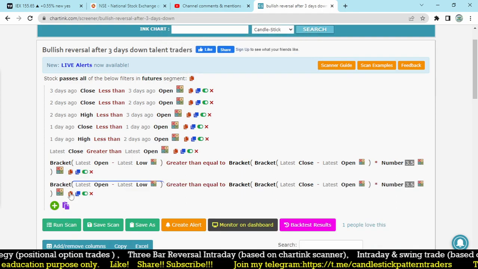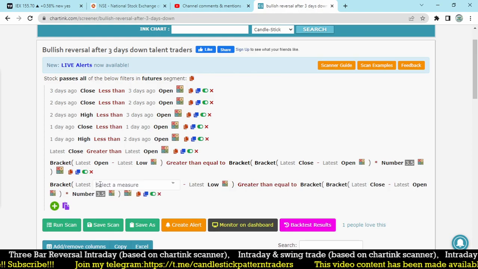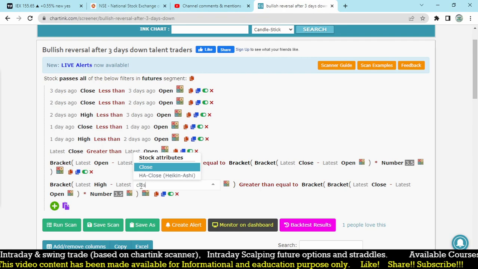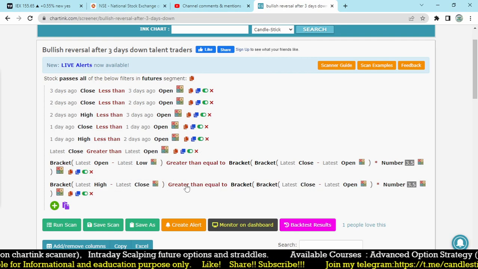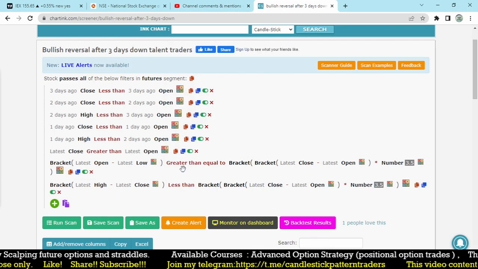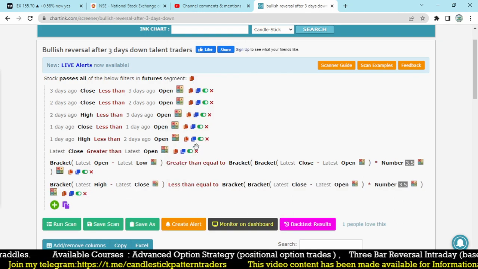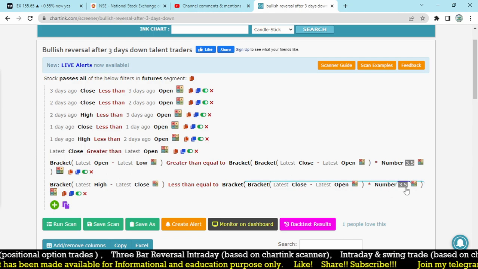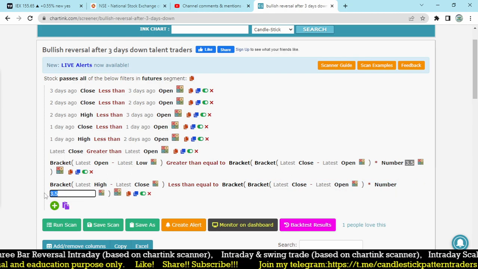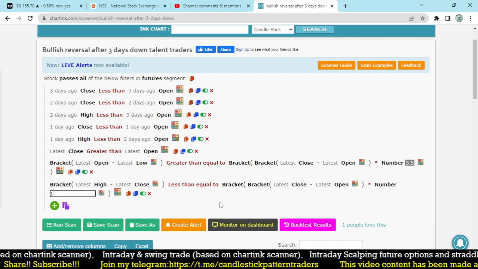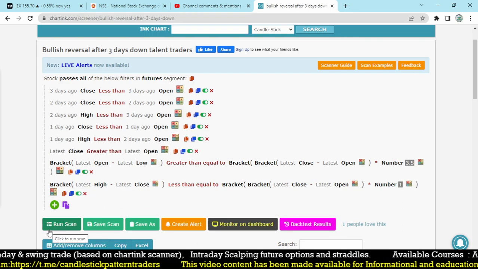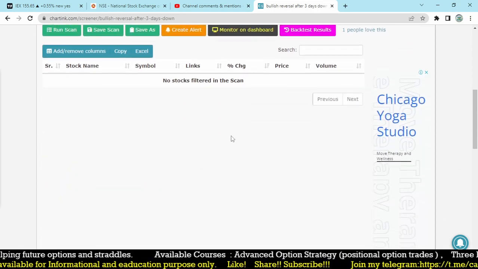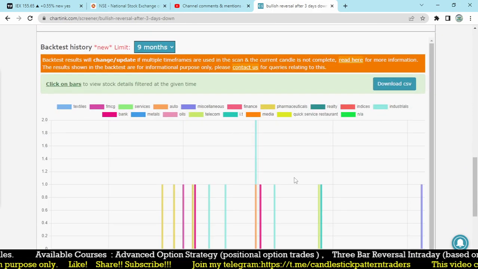So maybe copy this line. So here high minus close, the highest price and the close price. The high minus close must be less than or equal to, maybe good, and here close minus open multiplied by 1 times. This will find out a perfect hammer candle. So then open equal to the close is, yeah, everything is right. If you find out a scanner, yes.